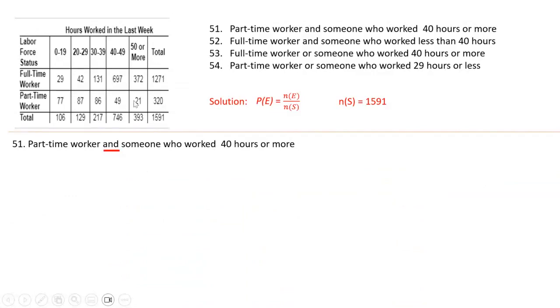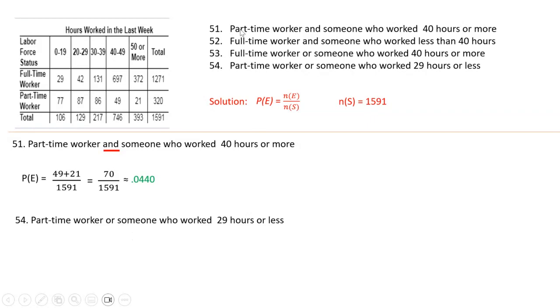Here the part-time workers, right? The part-time worker and someone who worked 40 hours or more will be these two here. So it'll be 49 plus 21, because we're looking at the part-time worker, and 40 hours or more will be 40 to 49 and 50 or more. So it's going to be 49 plus 21 over 1,591. So that's how we reduce it, and eventually it will be approximately 0.0440.